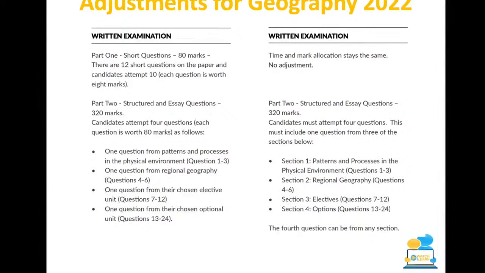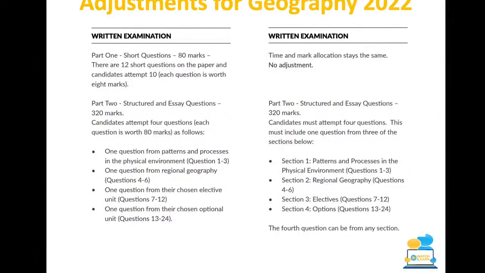Okay, so part 2 is where the difference is. Structured essay questions, 320 marks. Candidates must attempt 4. That's like normal. You do your 1 physical, 1 regional, 1 economic, 1 option. But this year there's a significant change. This must include 1 from the 3 of the sections below. So you could do 1 question from your physical, 1 from your regional, 1 from your elective, and the 4th question can be from any section.